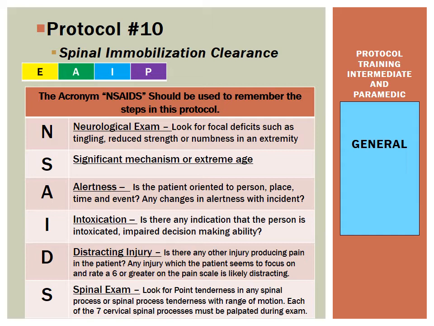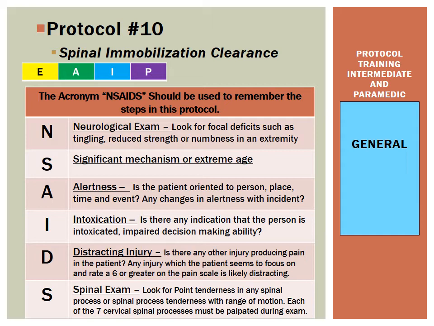Is the patient oriented to person, place, time, and event? Any changes in alertness with the incident? I is for intoxication. Is there any indication that the person is intoxicated, impaired decision-making ability? Distracting injuries for the D. Is there any other injury producing pain in the patient? Any injury which the patient seems to focus on, and we determine this by them rating that pain at a 6 or greater on a scale of 0 to 10.